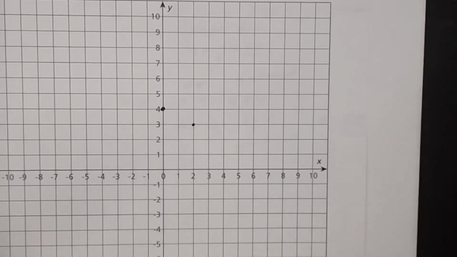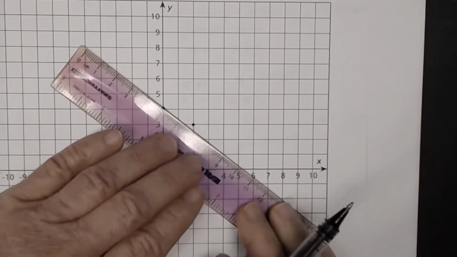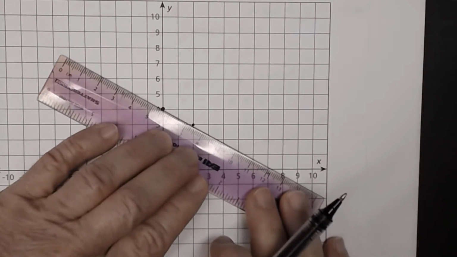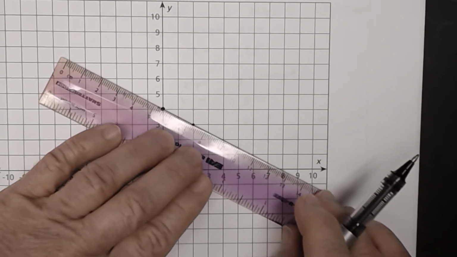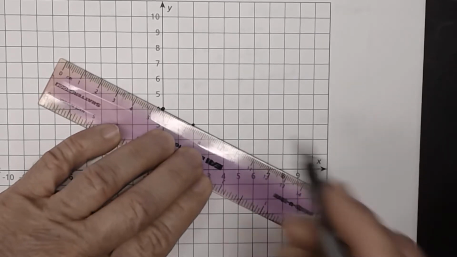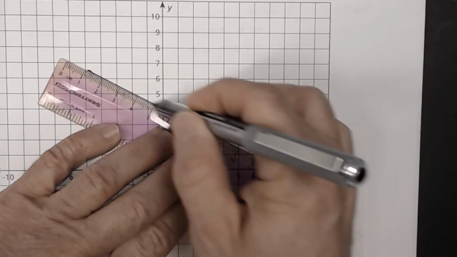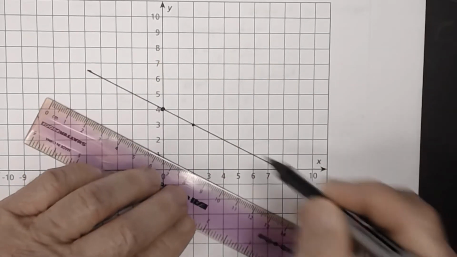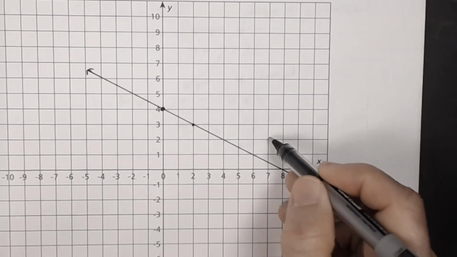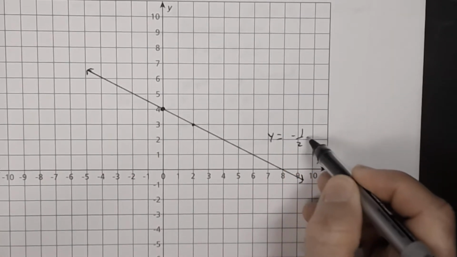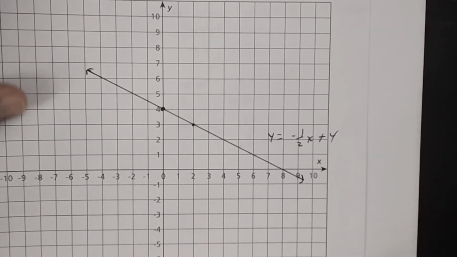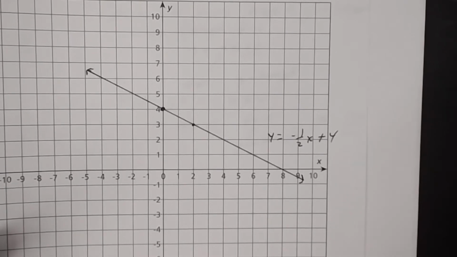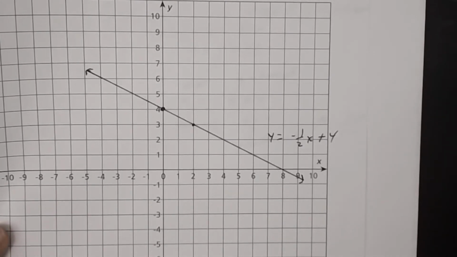And so now all you do is you take a ruler, a straight edge, and you draw your line. Just like this. And so this is the line y equals negative 1/2 x plus 4. So we graphed this line using slope and y-intercept. So we used slope-intercept form.